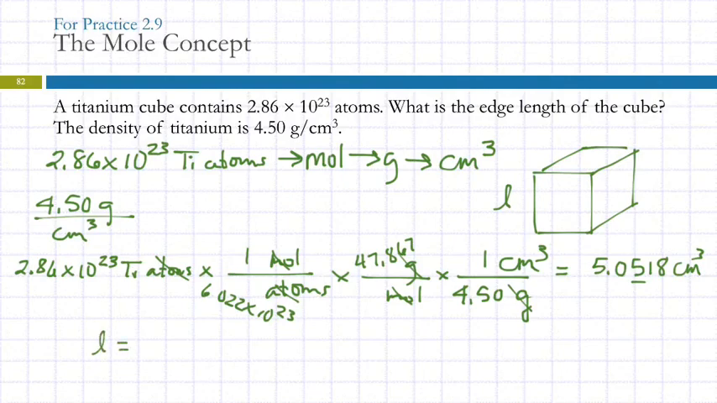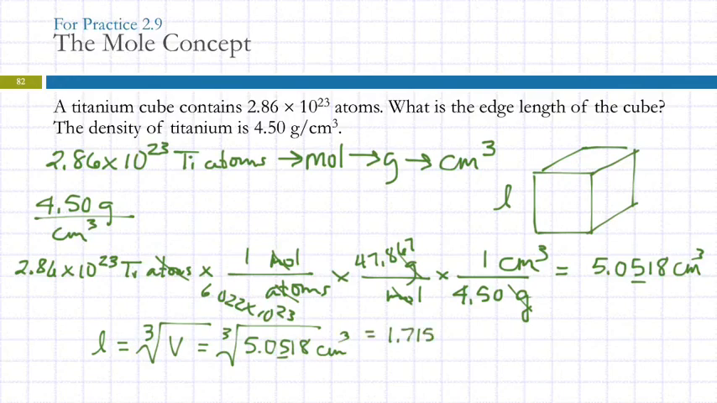Okay, so the length would be the square root of the volume. Sorry, the cube root. The cube root of 5.0518 cubic centimeters. So when we do that, we get 1.7158 centimeters, so 1.72 centimeters.